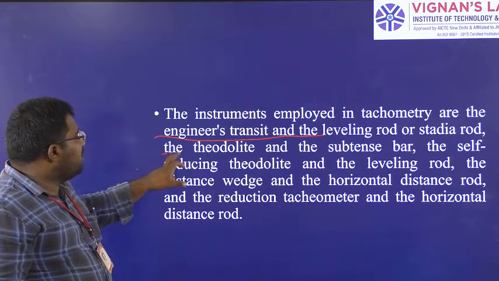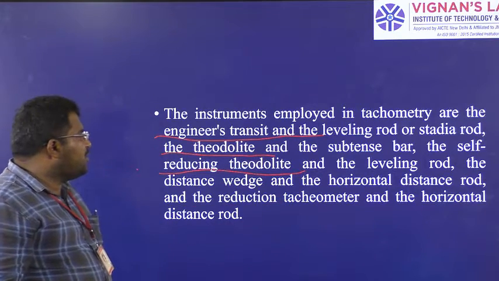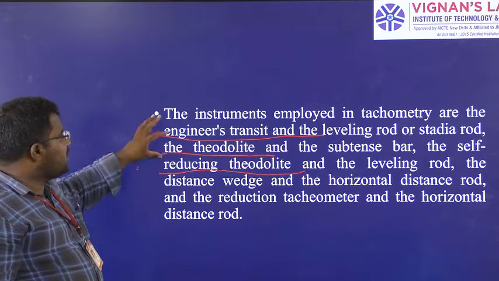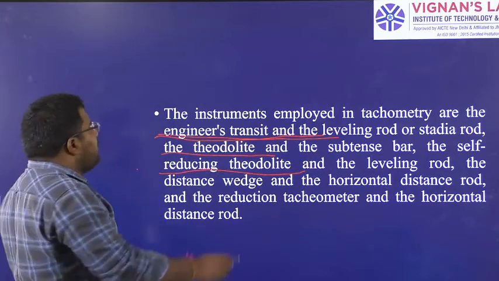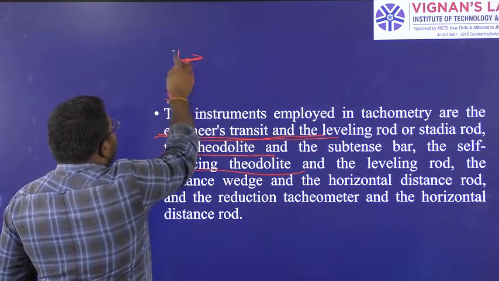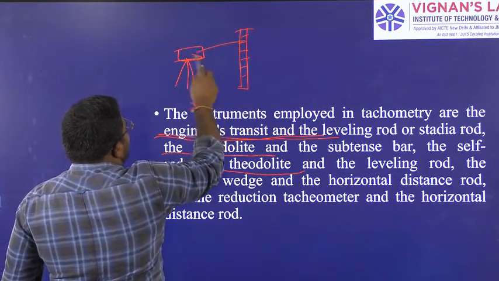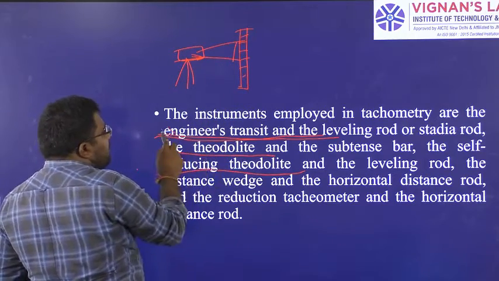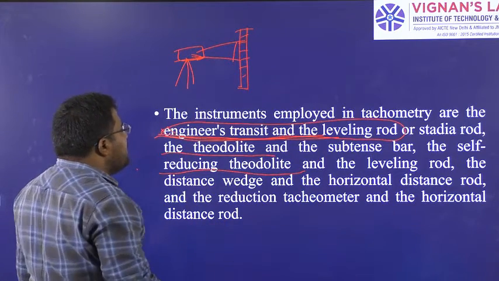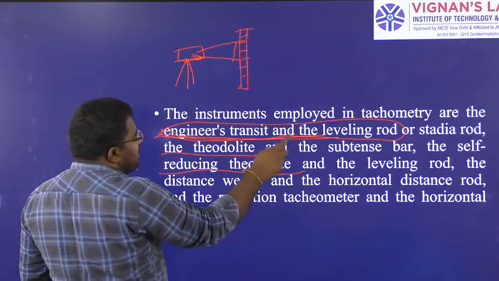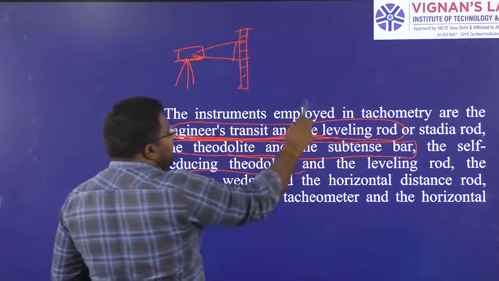Next, the instruments employed in tachometry are the engineer's transit and the leveling rod or stadia rod. The theodolite and subtended bar, and the self-reading reducing theodolite and leveling rod, are other combinations. So this is the combination. The first is the engineer's transit and the leveling rod. As I already told you, one instrument, the tachometer, will be there, and we need a bar or a staff through which we are going to read the value. The first combination is the engineer's transit and the leveling rod or stadia rod. The second combination is the theodolite and the subtended bar, which is one type of staff.